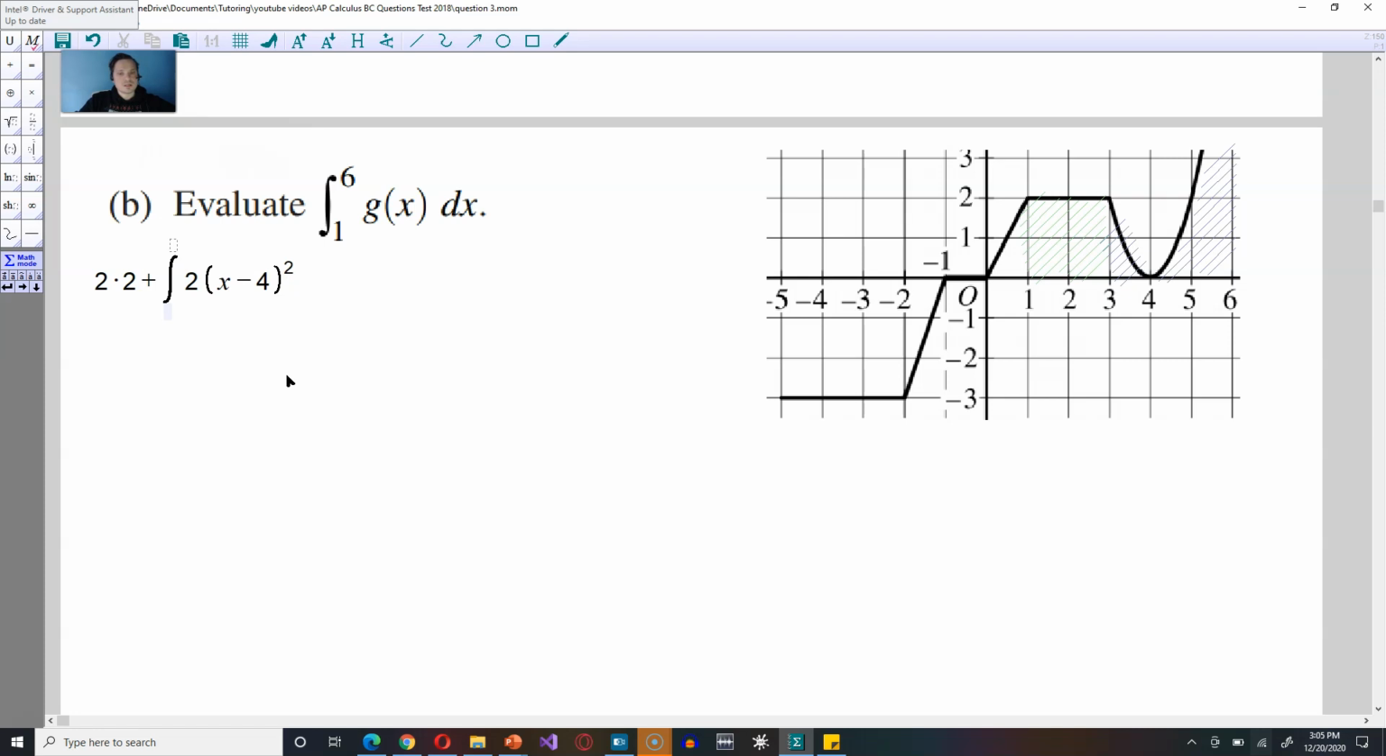So the lower limit is 3 and the upper limit is 6. And this is dx this way. To actually compute this, take a look, right? So 2 times 2 is 4. So it comes over here. And then you have to anti-differentiate this. So plus, there's a 2 on the outside.